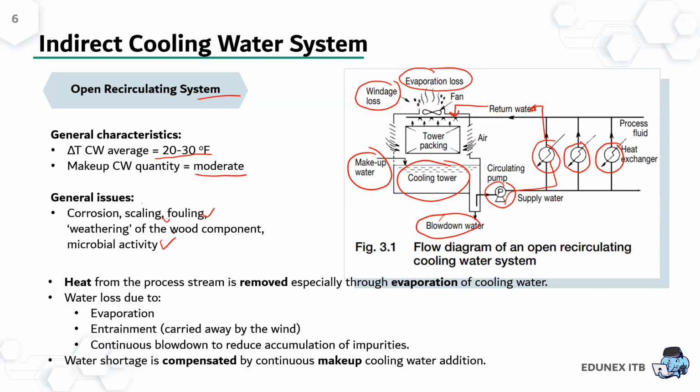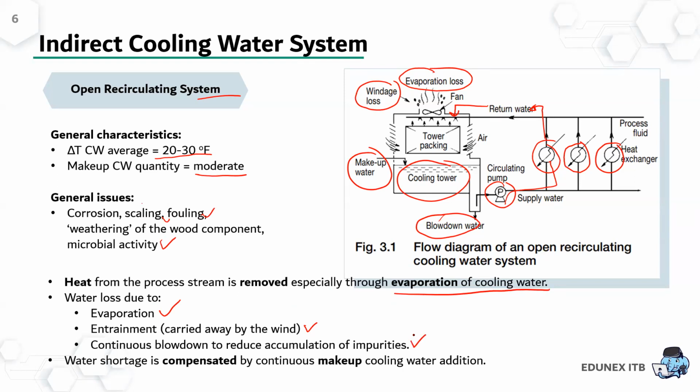Okay, so as I mentioned before, the heat from the process is removed through the evaporation of the cooling water. There are several types of effects by which water can be lost in this type of indirect cooling water system: due to evaporation, due to entrainment carried away by the wind, which we call windage loss, and the third one is continuous blowdown to reduce accumulations of impurities.